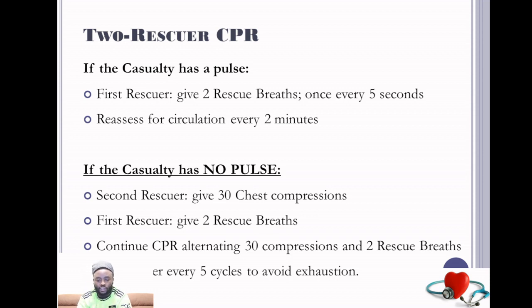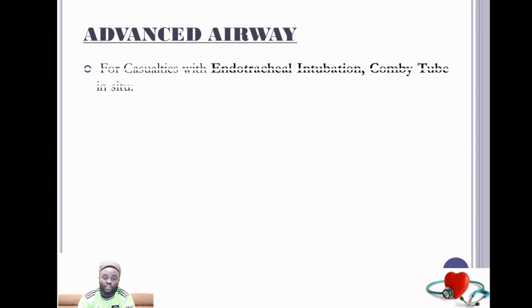You have to switch after every 5 cycles to avoid exhaustion, because giving CPR with every 30 compressions can be really exhausting. The first and second rescuer always have to alternate so that they keep up with the rhythm, so as to make sure the patient is receiving adequate oxygen levels with reasonable chest compressions.